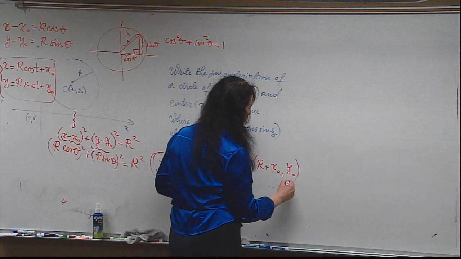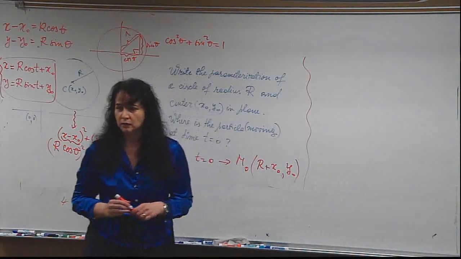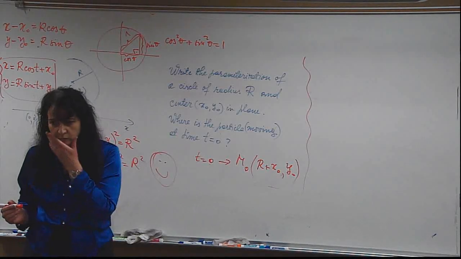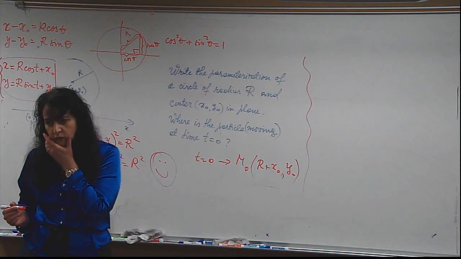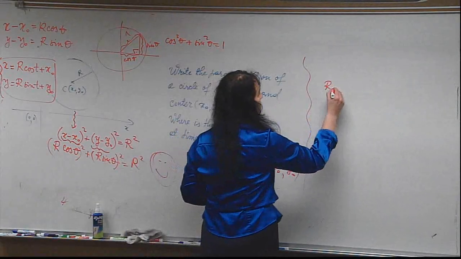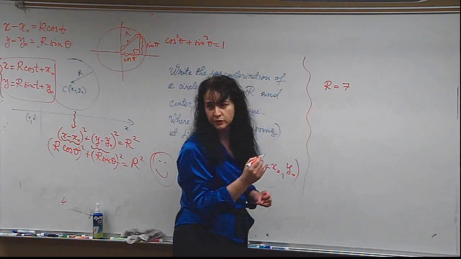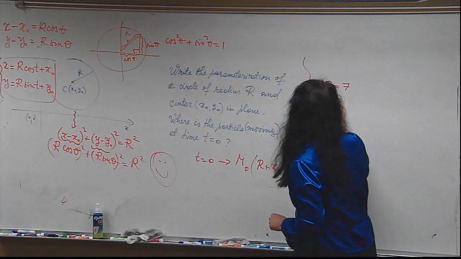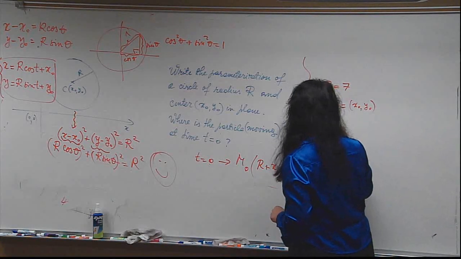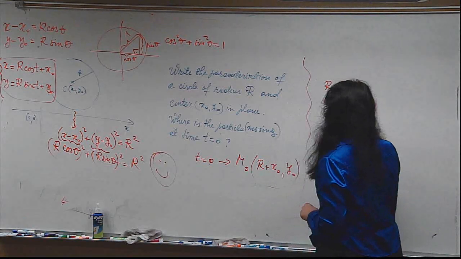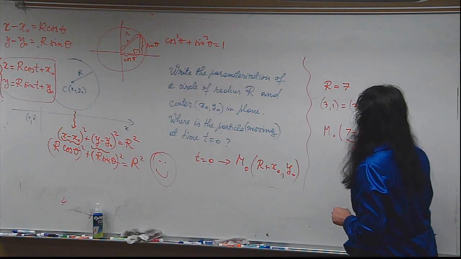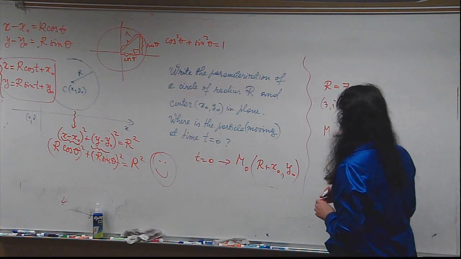So for example, Ryan, I don't remember what you had. You had some weird data. R was 7 and X was 3, Y was 1. R was 7 and X0 was 3, 1. 3, 1 was X0, Y0. So in that case, the point they gave you was 7 plus 3. Am I right, Ryan? You can always check.